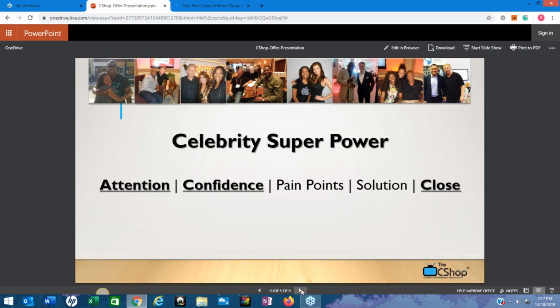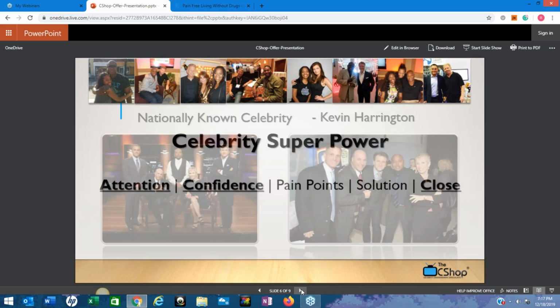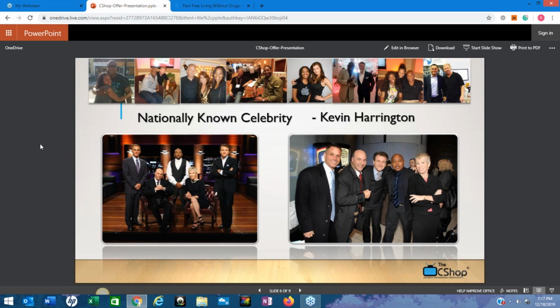Celebrities grab attention and hold it, particularly on websites, social media sites, lead generation pages, and funnel systems. So they grab attention, they hold it, they build confidence, and they help close. So this brings us to the celebrity that we selected for our program with BodySite.